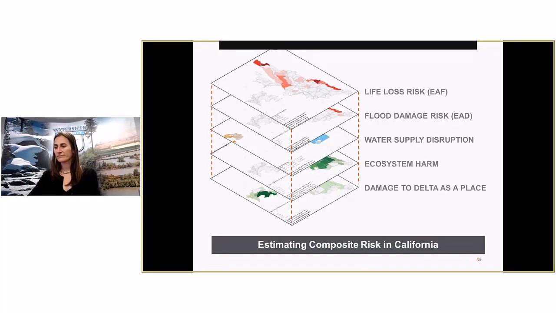This is really a kind of cartoon that indicates we essentially layered the risk maps that resulted from expected annual fatalities, expected annual damages, the risk to water supply disruption, ecosystem harm, and the risk to Delta as a place. We built a small decision support software system that enabled us to combine, evaluate, and mix the risks to recommend to the council the kinds of risk that we should be using to guide investments in the Delta.